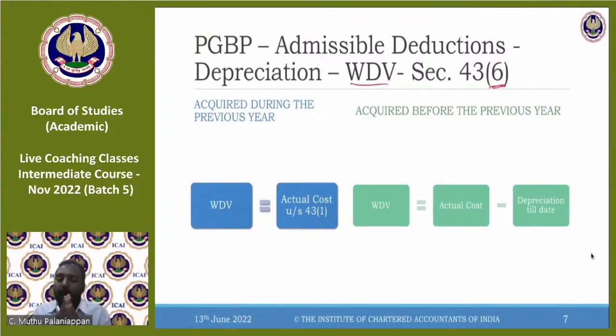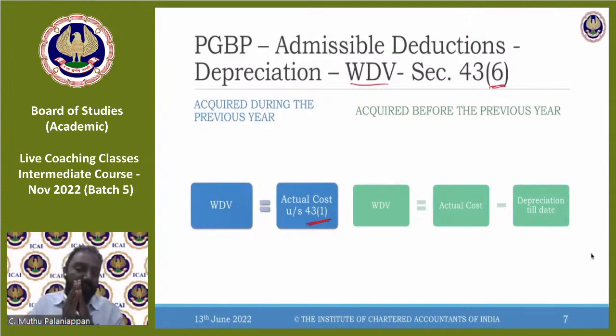Now we are going to understand what happens for a newly acquired asset. For newly acquired assets, WDV is nothing but the cost determined under section 43 clause 1. So whatever is the actual cost under 43 clause 1 will be your WDV in the first year. So you apply depreciation rate on WDV only, because for Income Tax Act, almost for all the assets, you only apply written down value method. Only for power generation unit, we said there is a concept of straight line method, and if they want, they can choose written down value method in the first year itself. So we said that. For everyone else, it is only written down value method.